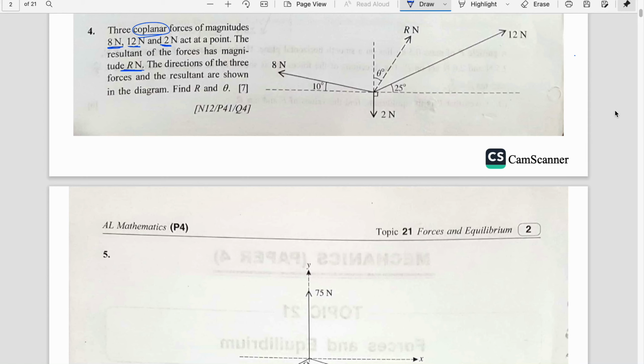The examiner wants us to find the resultant and the direction of the resultant, as given in the question. So first let us split. The 2 Newton force needs no splitting; it is already purely vertical. If I split this 12 Newton force, this is 12 cos 25 and this is 12 sin 25.